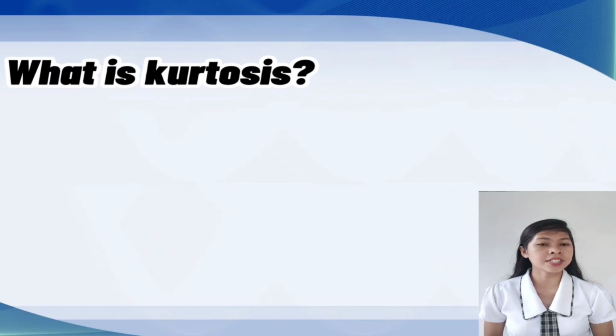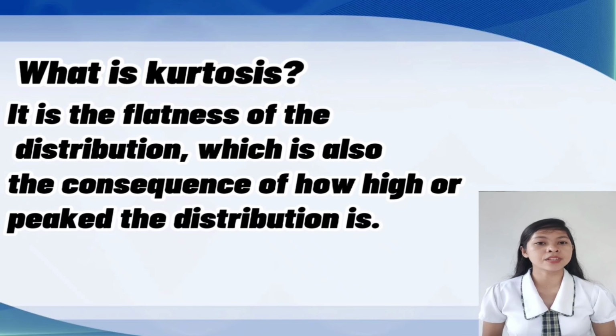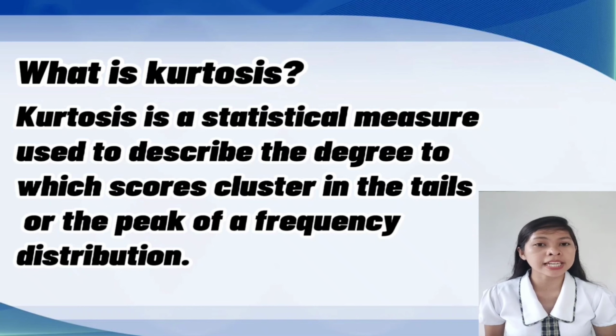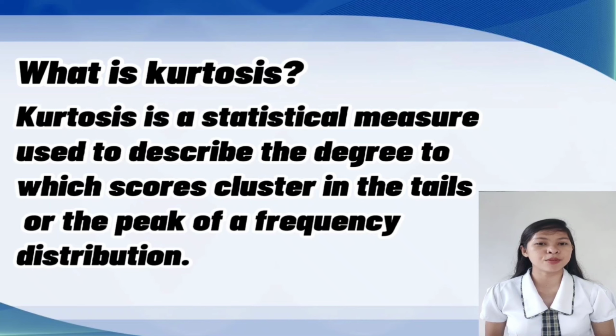Okay, what is kurtosis? It is the flatness of the distribution, which is also the consequence of how high or peaked the distribution is. This property is referred to as kurtosis. It is to measure kung hanggang saan at kung gaano kataas yung distribution. Another definition, kurtosis is a statistical measure used to describe the degree to which scores cluster in the tails or the peak of a frequency distribution. The peak is the tallest part of the distribution and the tails are the ends of the distribution.